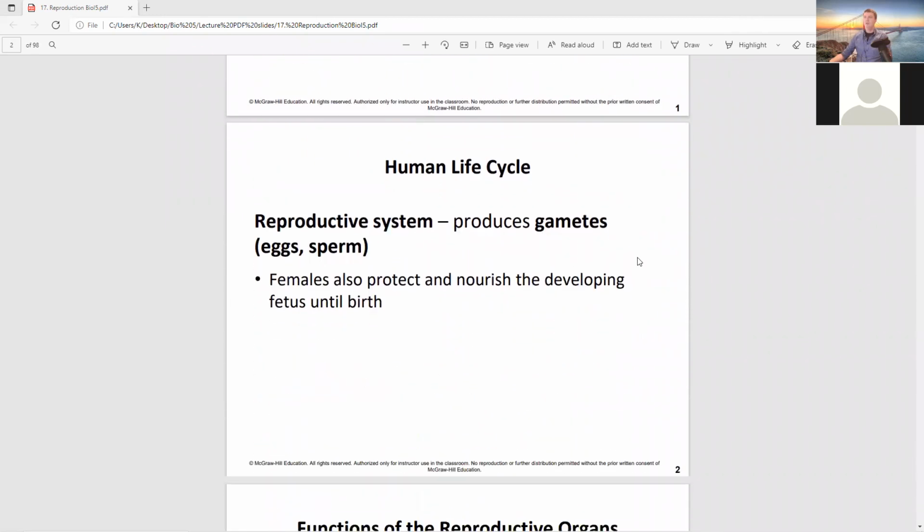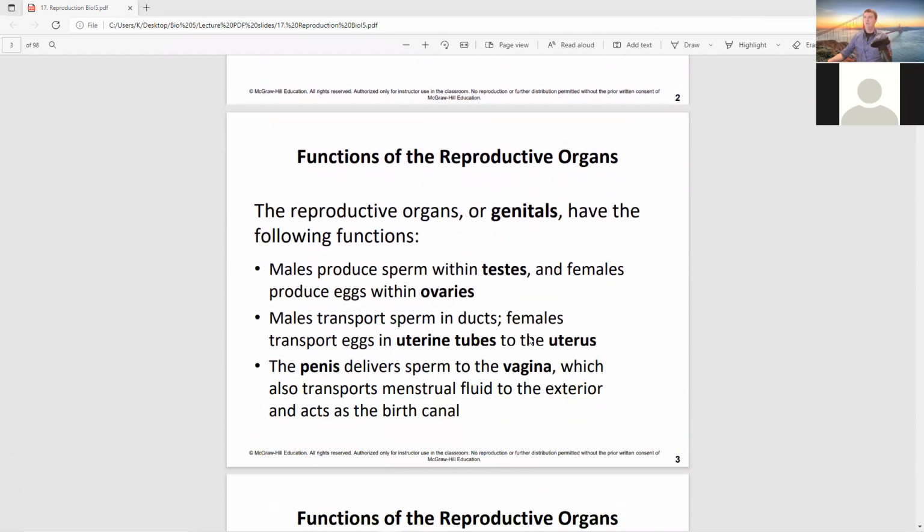So the reproductive system produces gametes, such as egg and sperm. Females also protect and nourish the developing fetus until birth. So the reproductive organs, or genitals, have the following functions. The males produce sperm within testes, and females produce eggs within ovaries. Males transport sperm in ducts. Females transport eggs in uterine tubes to the uterus.